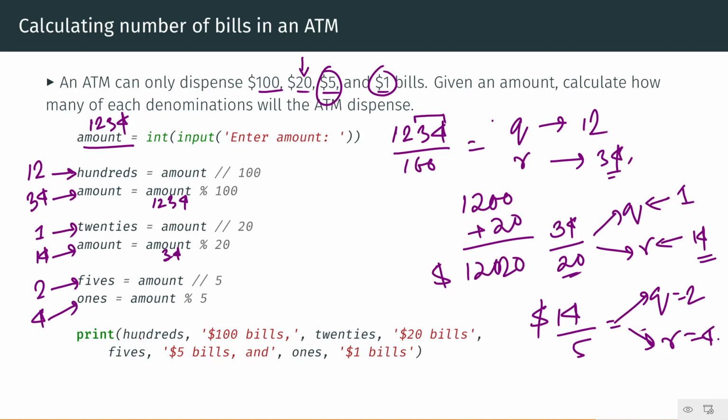And at the end you write the variable hundreds, which is replaced by the value 12, 12 $100 bills, comma, and then this 20s, that's 1 $20 bills. It's not perfect grammar, but that's okay. $20 bills, and then 5s, $5 bills. So 5s is 2, so 2 $5 bills, and 1s, that is 4 $1 bills. So your final output would be 12 $100 bills, 1 $20 bills, 2 $5 bills and 4 $1 bills.